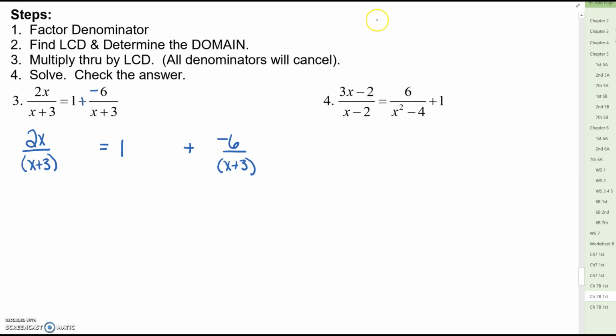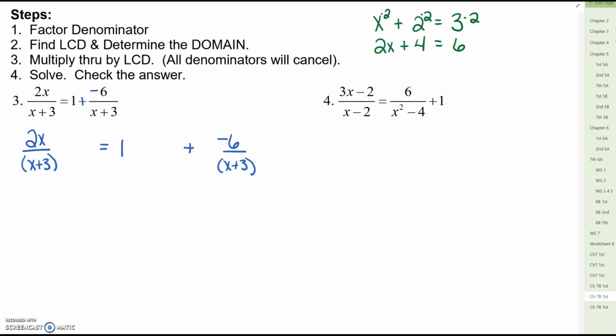Kind of stepping away from this example. If I had x plus 2 equals 3, what does x equal? 1. 1 plus 2 is 3. If I multiplied every single term in this equation by 2, I would have 2x plus 4 equals 6. My answer is still 1. 2 times 1 is 2. 2 plus 4 is 6. So by multiplying everything in an equation by the same thing, you don't change the outcome of the equation. You just change how the equation looks.